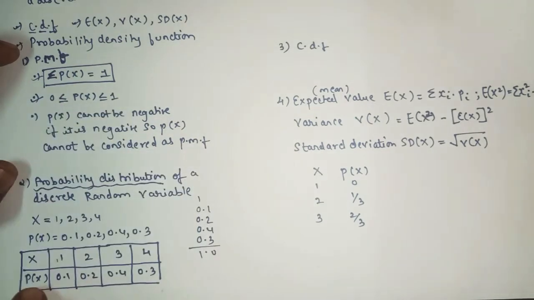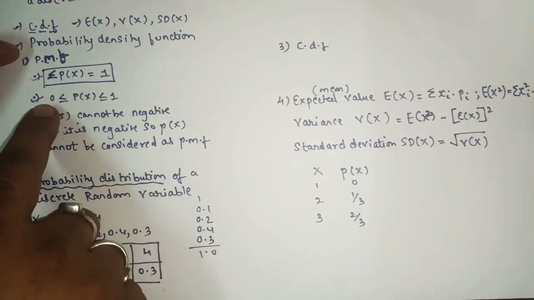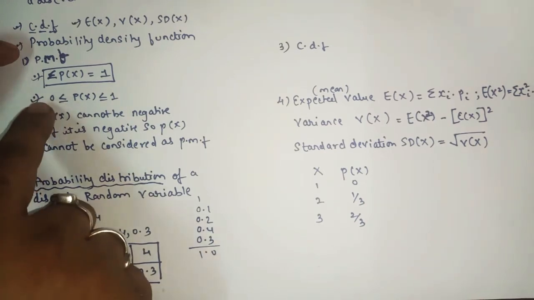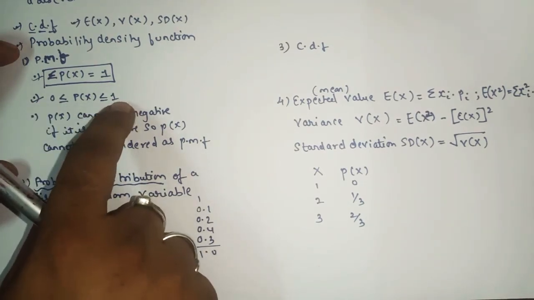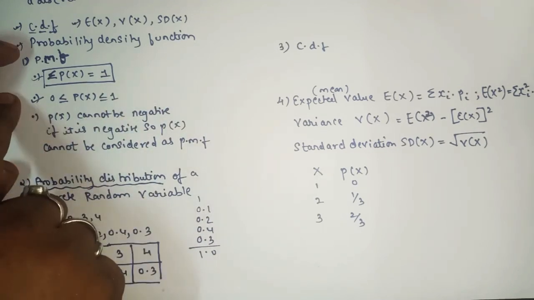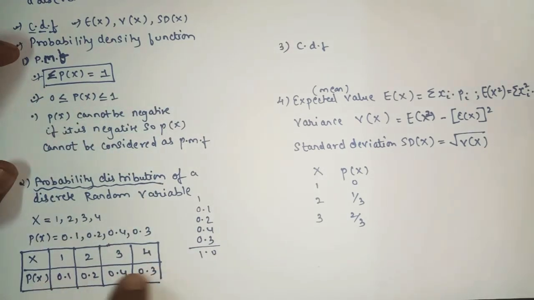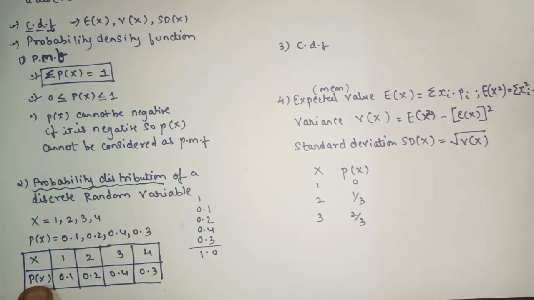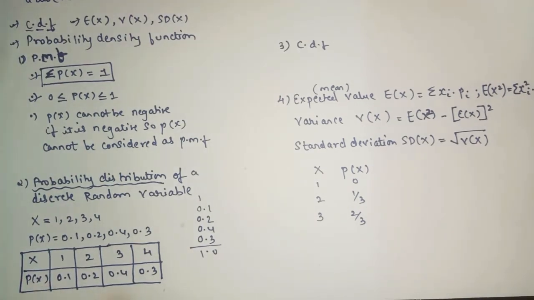Point number one, the total should be equal to 1. Point number two, the P of x value should lie between 0 and 1. It should not be more than 1 or less than 0. Less than 0 means, if you see any negative numbers, straight away you will say that it is not a PMF, because the probability value of P of x cannot be negative. It will always lie between 0 and 1 only.